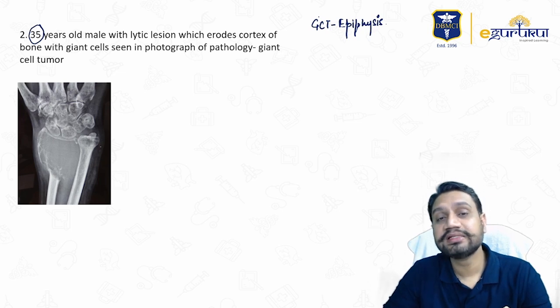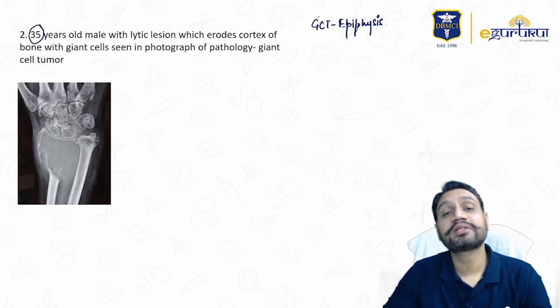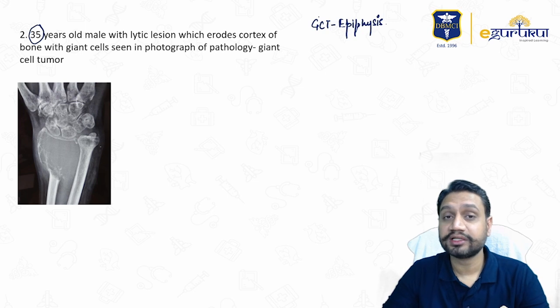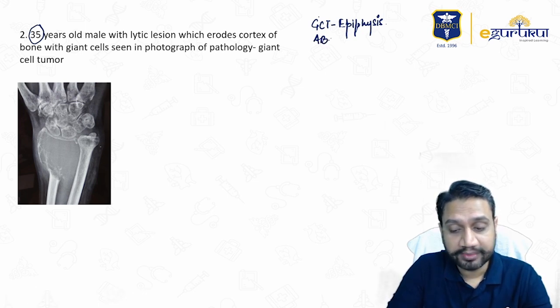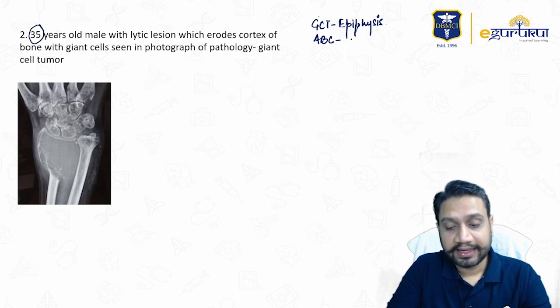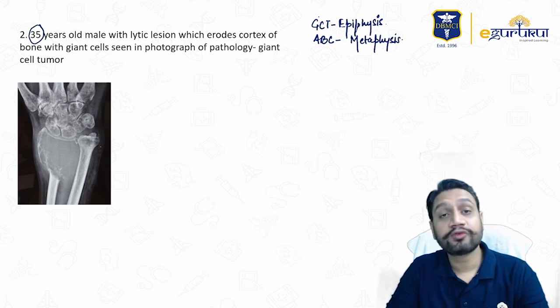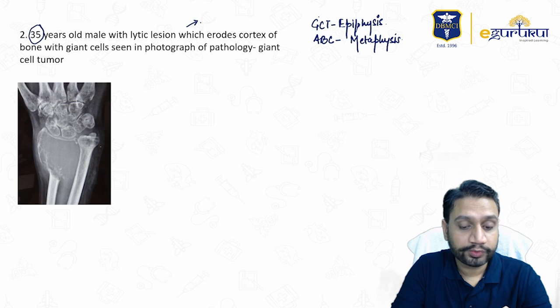If there is a metaphyseal location, then it has to be another 5 or 6 tumors. If it is a diaphyseal location, another tumor. The tumor which most commonly mimics giant cell tumor is ABC. ABC basically occurs where? At the metaphysis. And in your exam, as I came to know from students, probably it was mentioned that there is a lytic lesion extending from the epiphysis towards the metaphysis.